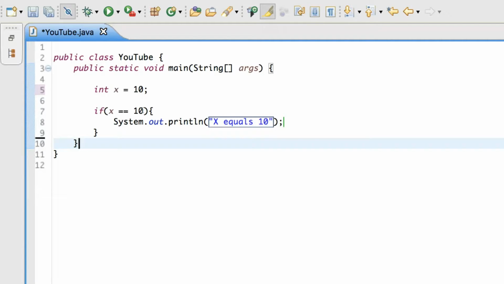And obviously we know it's going to print out x equals 10 because 10 is stored into x. And it's always advantageous to have a backup plan, I guess you could say, if that if statement is not true. Let's say x equals 20 now. What is it going to do?